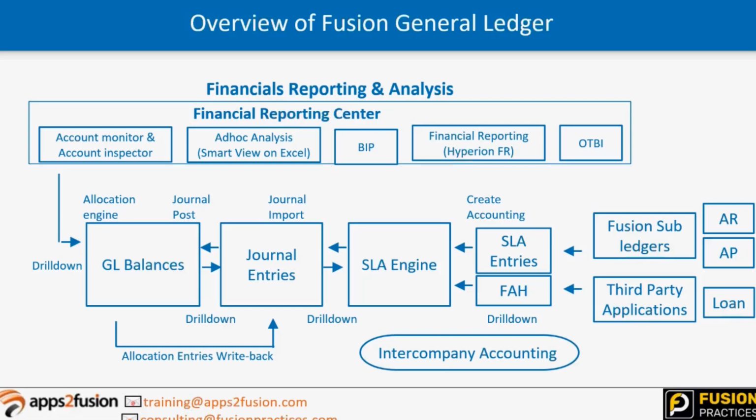So there are basically two products. One is, if you are leveraging EBS to Fusion FAH Cloud, we have something called Fusion Accounting Hub Reporting Cloud.